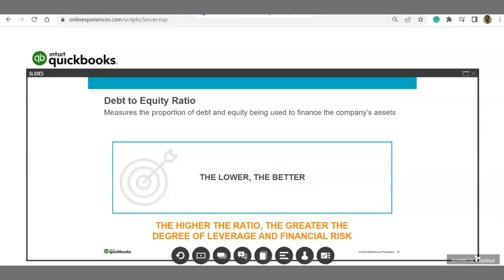The higher this ratio gets, the greater the degree of leverage and financial risk. Banks may not loan money if a business has a debt to equity ratio of over, say, 2. Now, this varies by industry. You'll want to get more detailed information about the business that you're working with, if there's a special case there. But if you want to just use a standard, you could start with 2, wanting to stay below 2.